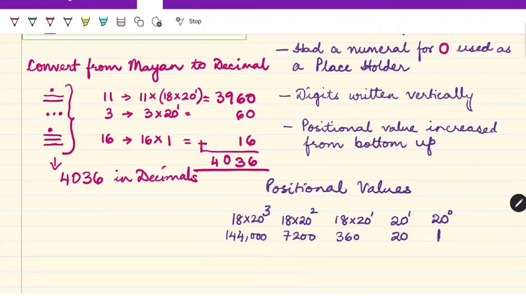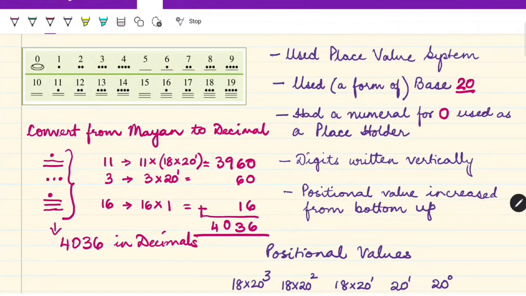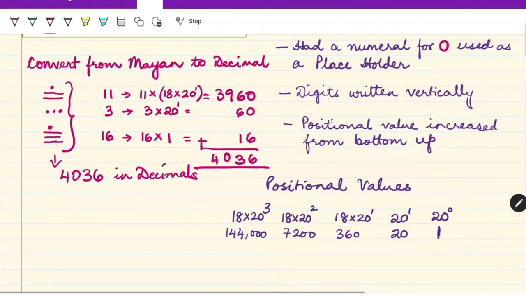So that is how you go about converting from the Mayan system to the decimal system. All right, so the numerals will be provided to you on the test, so you don't have to memorize the numerals, but you will need to remember the positional values of each system, right?